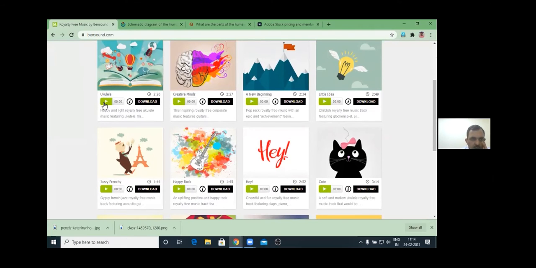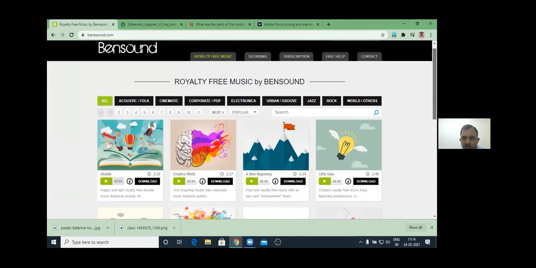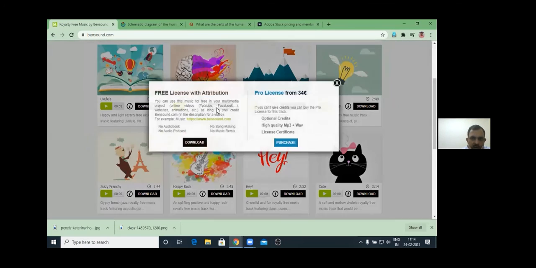Otherwise, for example, if you want to use it, you first play it. Is it audible? Yes, sir. Just click on download, save it in your system, and you can use it. But at the bottom of your video, you need to give the credit that music is from bensound.com, because when you download it, it will show you.